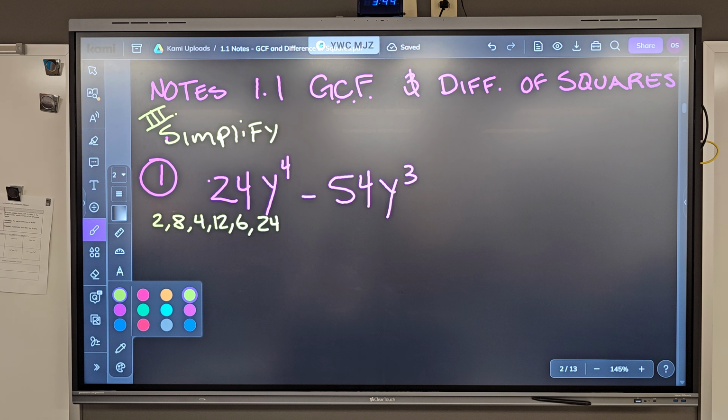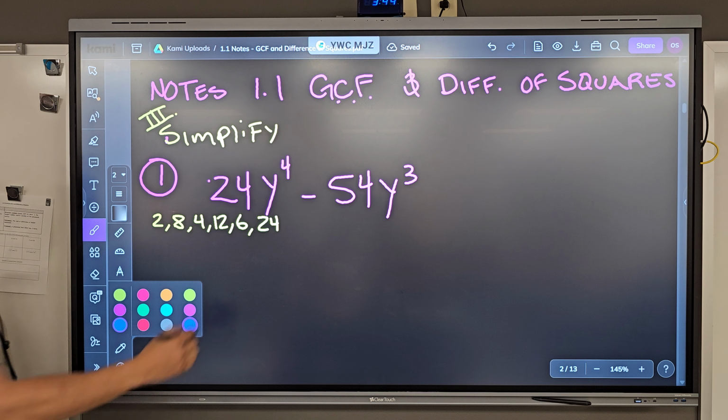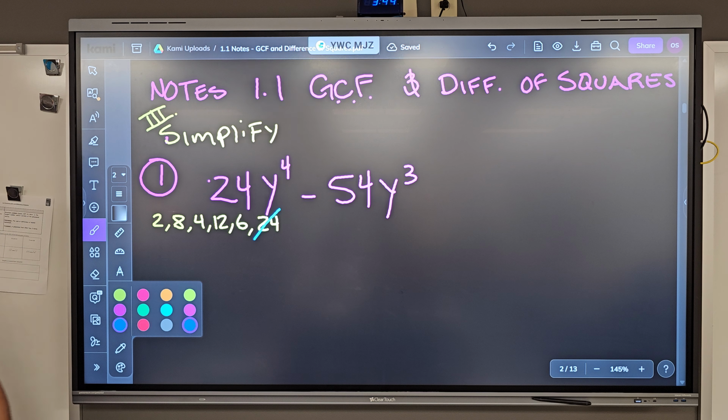Simplify to lowest terms. Okay, so once you find those factors, then you want to find the biggest one out of those that goes into 54. So obviously 24 does not go into 54. And now you have those little calculators, right? I don't know my 24s either, so you can quickly check.